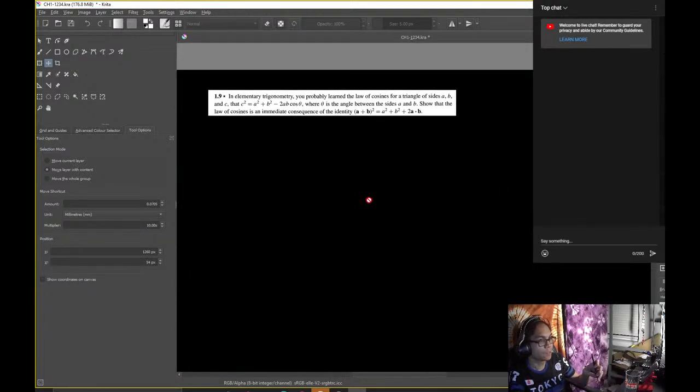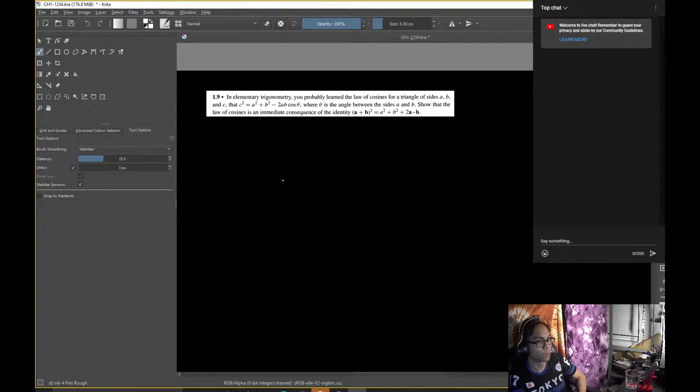In elementary trigonometry, you probably learned the law of cosines for a triangle of sides A, B, and C, where theta is an angle between the sides A and B. Yeah, I remember that. Show that the law of cosines is an immediate consequence of the identity a plus b squared equals a squared plus b squared plus 2ab. Okay, so vectors a plus b squared is equal to that thing. Interesting.